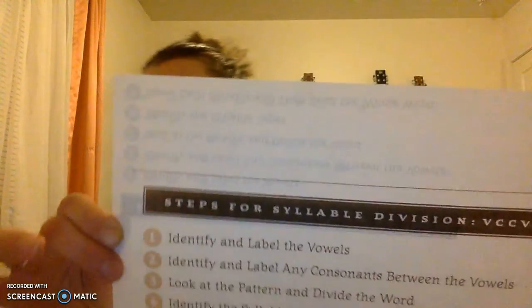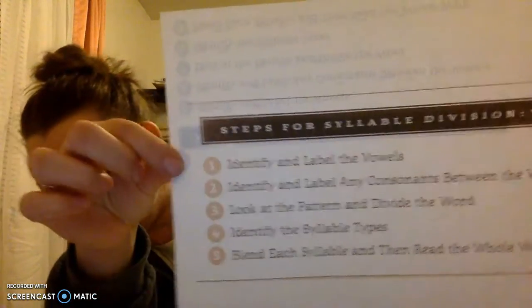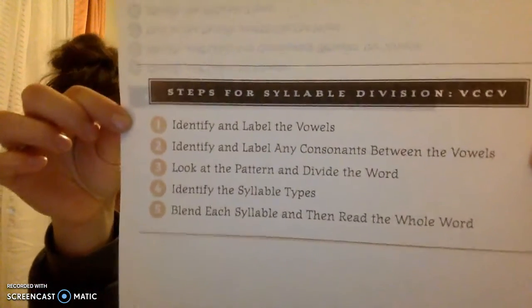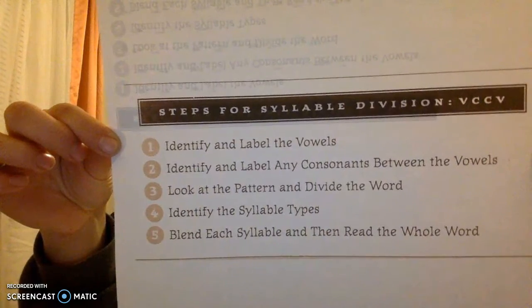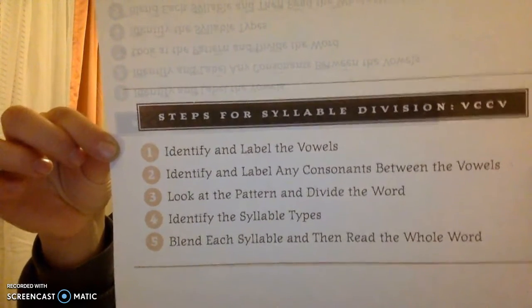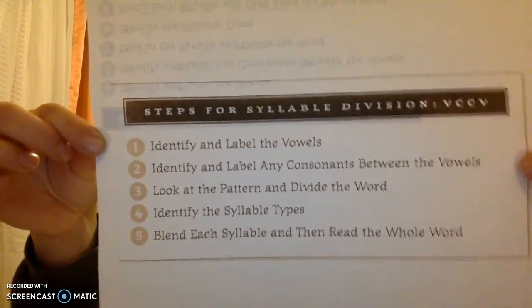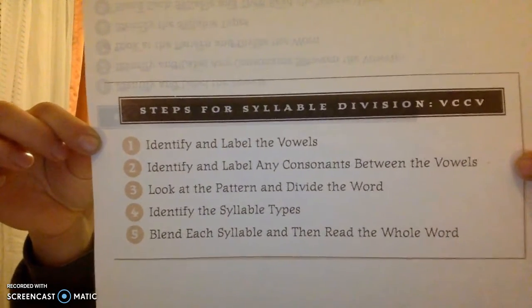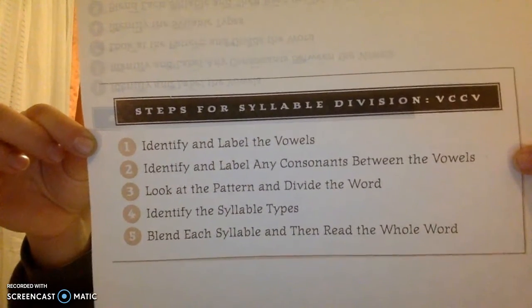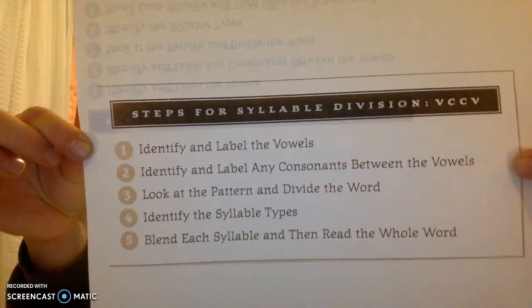All right, so what we're going to be going over today are the steps for syllable division, right? So these are the steps that we're going to go over. And the first one, right? There we go. Sorry about that. We're going to identify and label the vowels. We'll identify and label any consonants between the vowels. We'll look at the pattern and divide the word, identify the syllable types, and then blend each syllable, and then we're going to read the whole word together, okay? So we're going to refer back to this a few times.